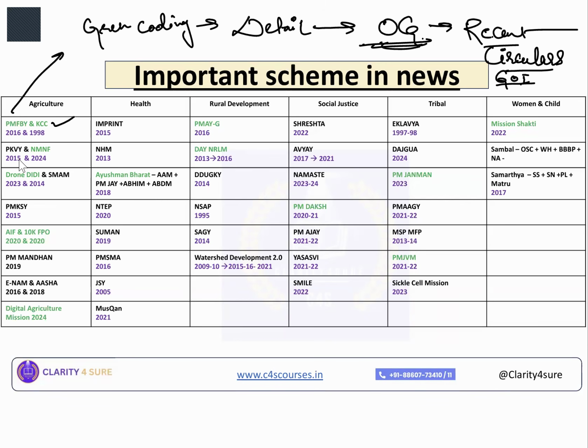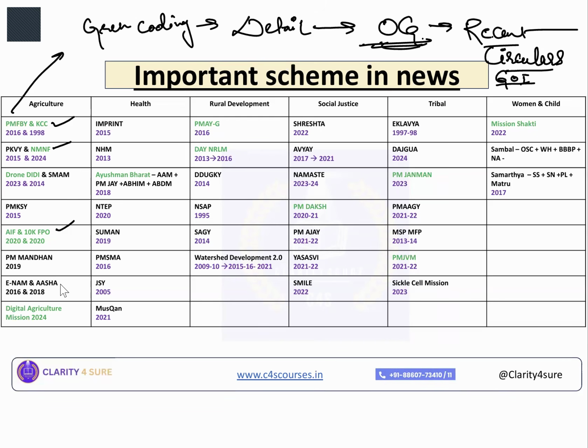Next is Paramparagat Krishi Vikas Yojana, related to organic agriculture, and the National Mission on Natural Farming. They have asked many questions on PKVY in previous years, so I don't think it is that important now. But this year, the National Mission on Natural Farming you have to read in detail. Drone Didi is very important. SMAM scheme, PMKSY, AIF and 10K FPO are again green coded. It's very important to read them in detail.